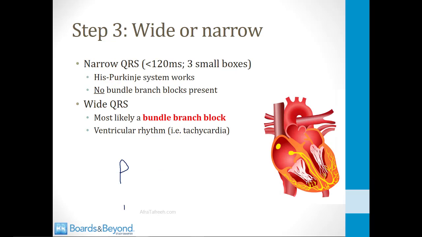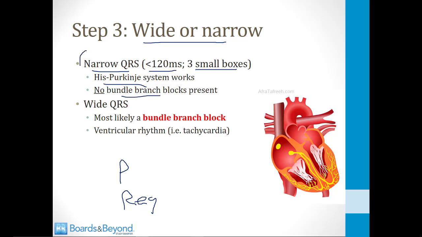Step 2 is to decide whether or not you think the rhythm is regular. Step 3 is to then decide whether or not the QRS complex is wide or narrow. A normal or narrow QRS complex is less than 120 milliseconds on the ECG, or 3 small boxes. When you see a normal QRS complex, it means that the heart is using the His-Purkinje system normally and that there are no bundle branch blocks present.